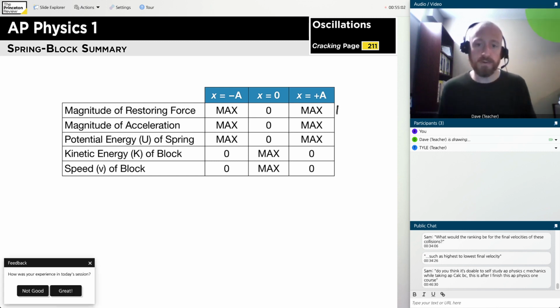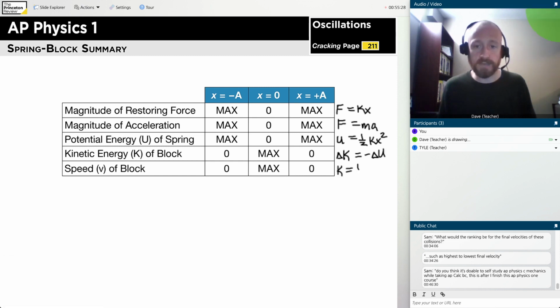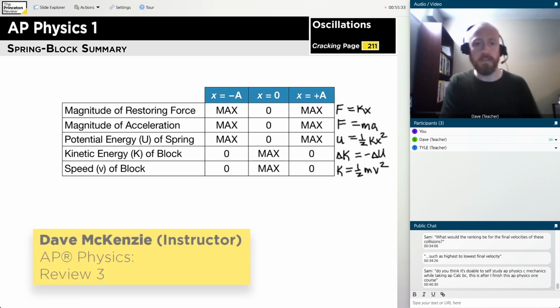it makes sense when we consider the relationship with position. So for restoring force, we know its magnitude is directly proportional to the displacement. For acceleration, we know that's directly proportional to the force. And for spring potential energy, that's also related to position. So it makes sense when position is maximized, so are those quantities. And then through conservation of energy, we get the opposite for the kinetic energy. And because kinetic energy is tied into speed, we get the opposite for speed as well.